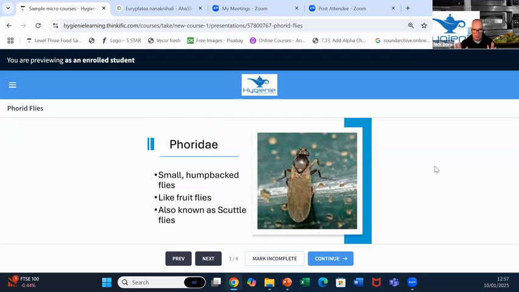So Phoridae is a family of small humpback flies, very similar to fruit flies. In fact, I'm thinking some audits in the past when I've noted fruit flies in, say, cellars or toilets, it was possibly phorids. They're also known as scuttle flies because of their habit of escaping by scuttling along the surface rather than taking flight.